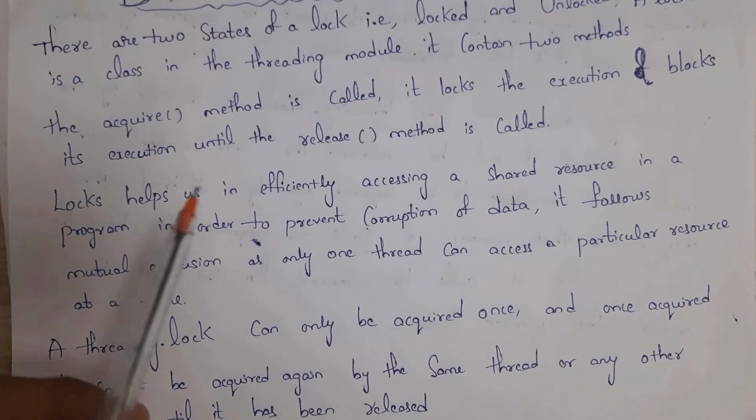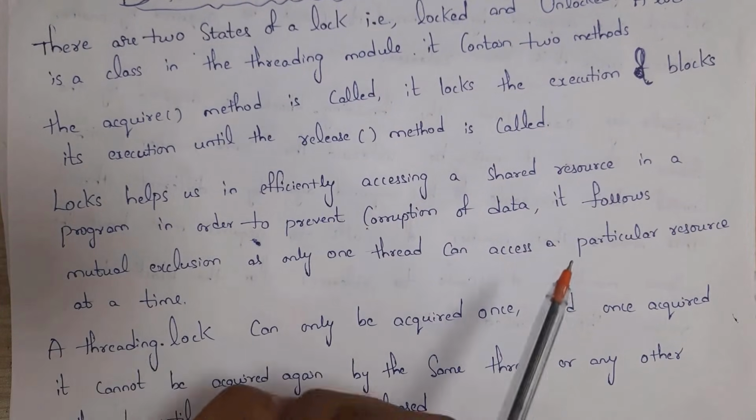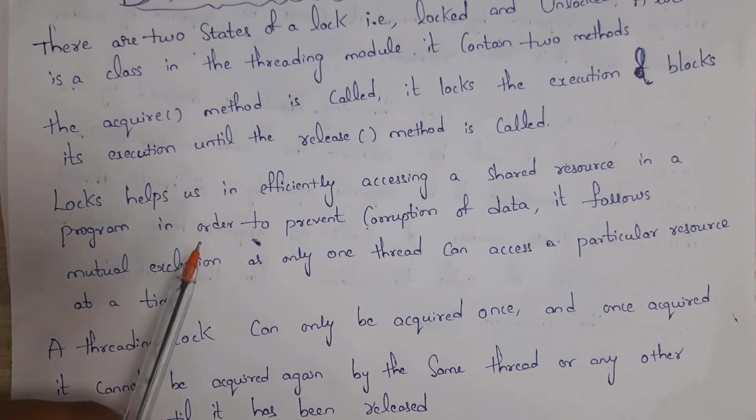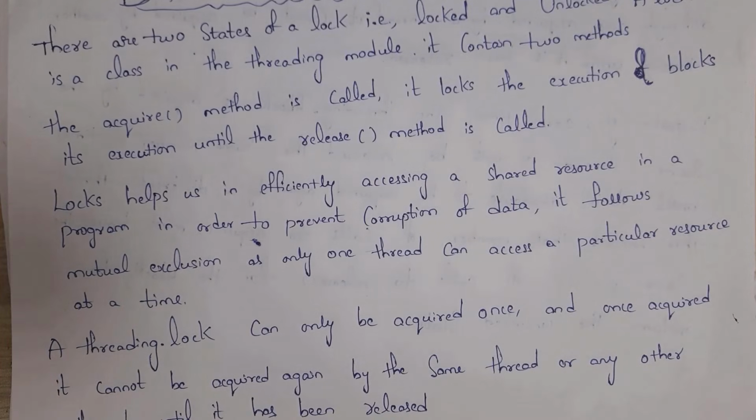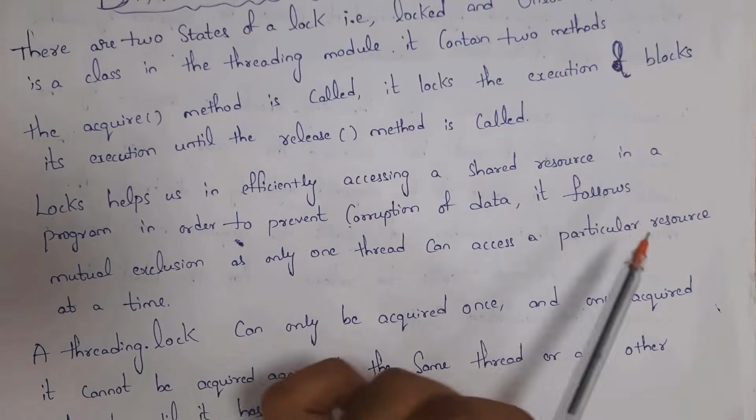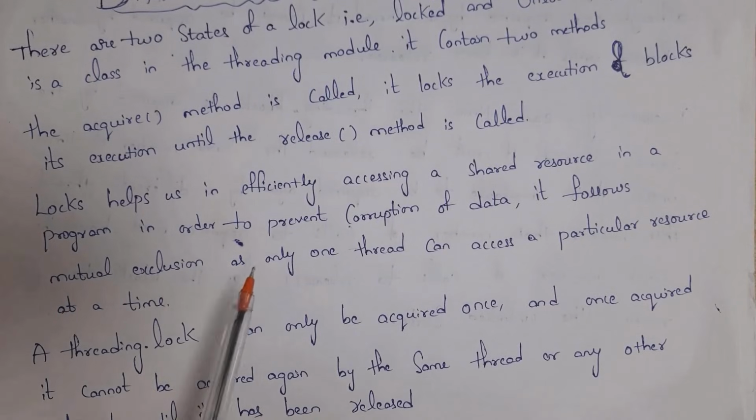Locks help us in efficiently accessing a shared resource in a program in order to prevent corruption of data. By using lock, we can efficiently access shared resource in a program, and it will help in preventing corruption of data. If you use lock, it will not destroy our data. It follows mutual exclusion, as only one thread can access a particular resource at a time.